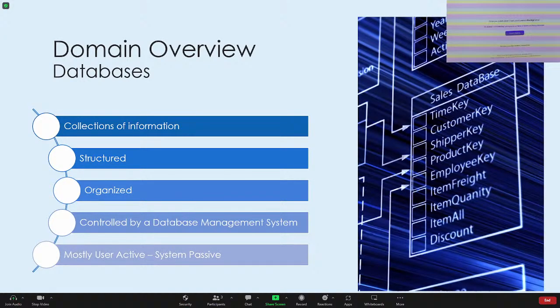So first, I would like to present a little bit the domain. We want to present what a database is. It's a collection of information with structure. It's organized and it's most often controlled by a database management system. The most important aspect is that the system is mostly user active and system passive, and that means that the system is mostly controlled by a user inputting queries and waiting for a result immediately.